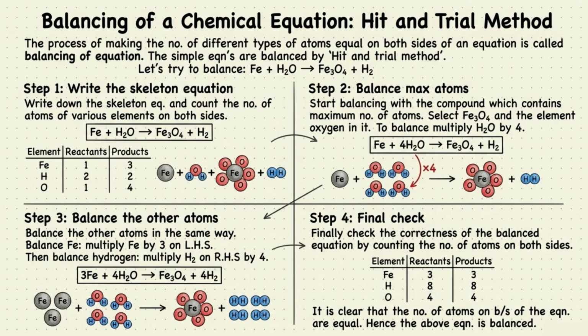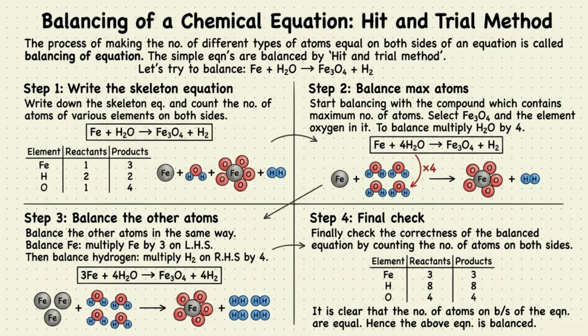Okay. Step 3. Now we balance the remaining atoms. Let's fix the iron, Fe. We have 3 on the right, so we need 3 on the left-hand side. We simply multiply the single Fe by 3. Next, let's check the hydrogen. Because we multiplied the water by 4, we now have 4 times 2, which equals 8 hydrogen atoms on the left. To balance that, we multiply the H2 gas on the right-hand side by 4. Makes sense. The updated equation is now 3Fe plus 4H2O yields Fe3O4 plus 4H2.